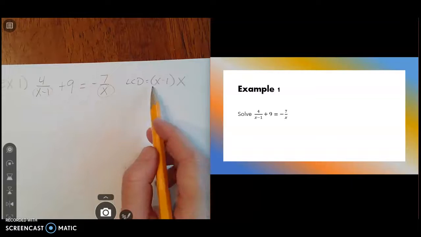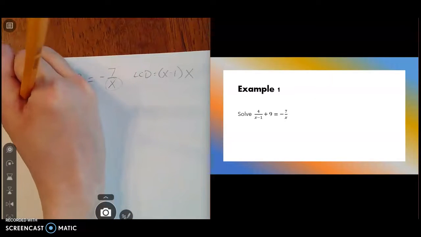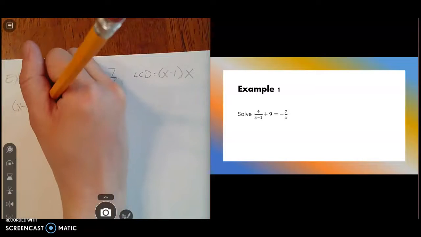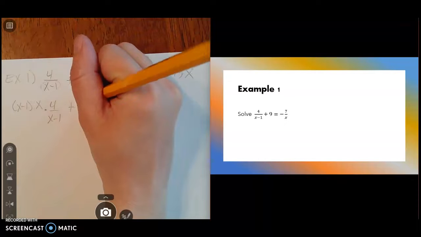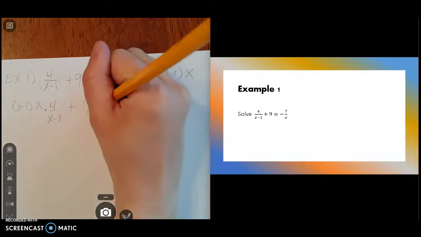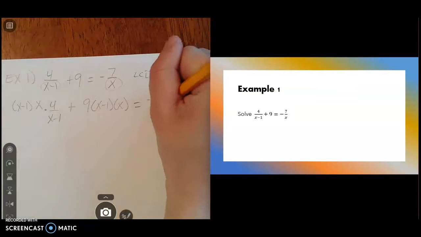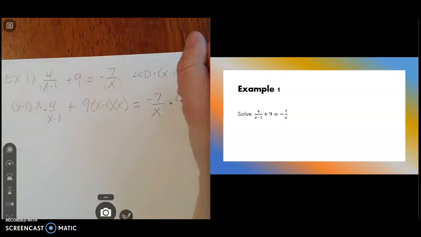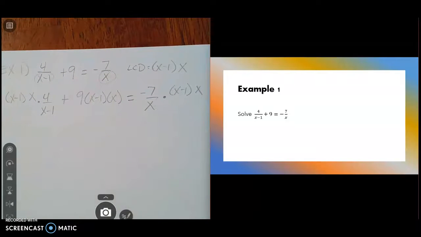So when I multiply everything by the LCD, let me show you what happens. So I'm just going to write it by every term. I'm going to multiply by x and x minus 1, multiply that by the first term. I'm going to multiply that next term, the 9. I'm going to do the same thing. I'm going to do 9 times x minus 1 and times x. In that last term, the negative 7 over x, I'm going to do the same thing. I'm going to multiply it by x minus 1, and I'm going to multiply it by x. I'm just writing it by all three terms because we're multiplying both sides of our equation, which means we're multiplying all of the terms on both sides of the equation by the same thing.